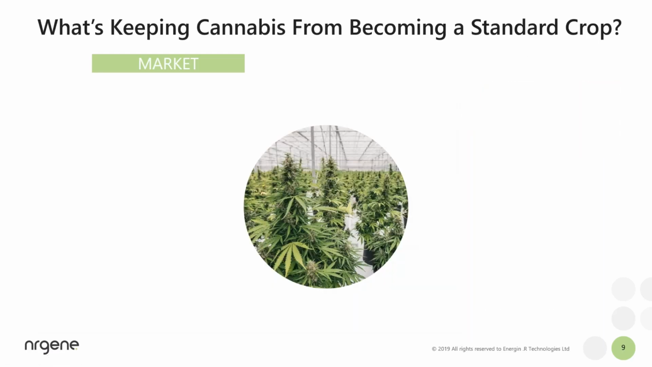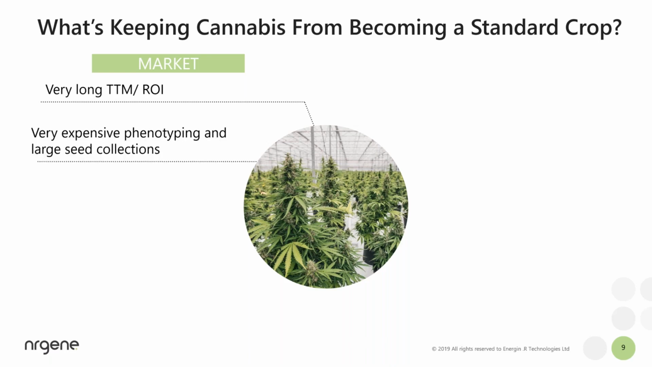Okay, so there are two categories that are preventing cannabis breeding and cannabis to become a standard crop in which ordinary breeding takes place. The first one on the market segment, I guess, would be a very long time to market. There's not much we can do about that. This is the biology. It takes a while to make and generate a new variety. With our technology, that time is shorter, much shorter, but it's still a lot of time. And then the return of investment will happen only in 3 or more years. So that's a limiting step.